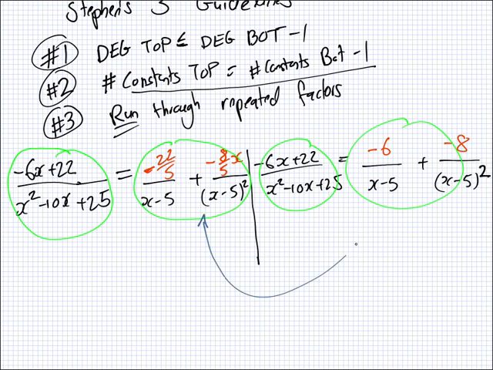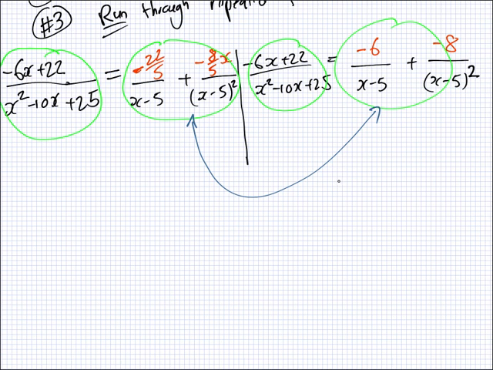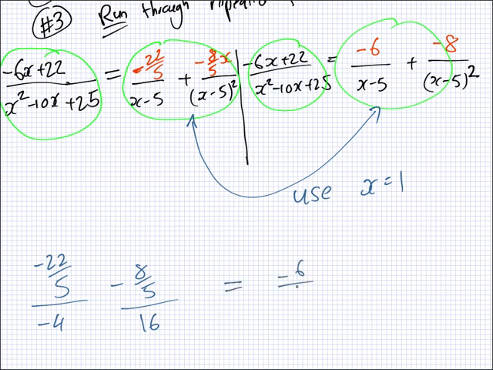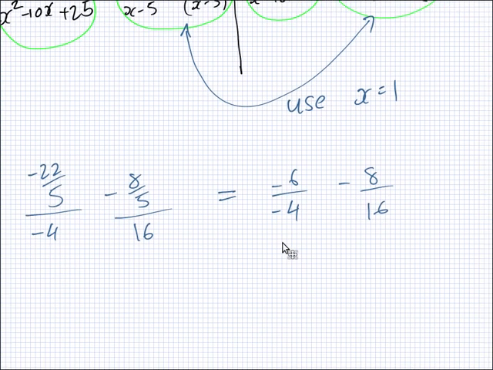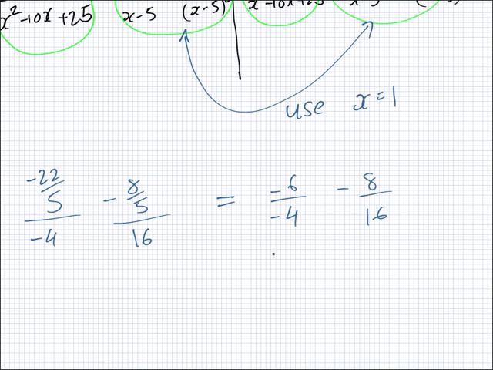So what we're really saying is that this answer and this answer are the same. Now you might not believe that, but let me show you. Let's pick some number for x. Let's just use x equals 1. So, that's minus 22 over 5 over minus 4, minus 8 over 5 over 16. I'm saying that that's equal to minus 6 over minus 4 minus 8 over 16.